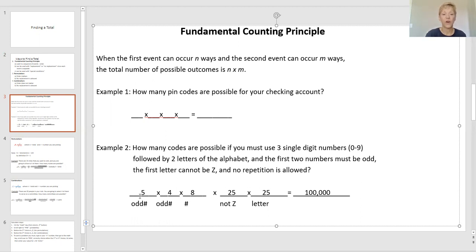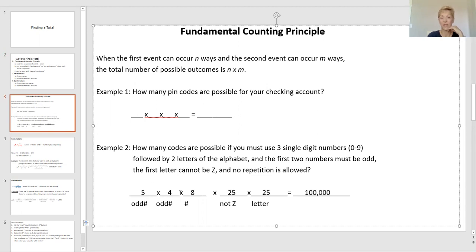The first number has to be odd. Now think about all the odd numbers: 1, 3, 5, 7, 9. So there are 5 different odd numbers. So I'm not picking the number 5. I'm saying there are 5 different odd numbers from which to pick. So that's why there's a 5 in that blank.